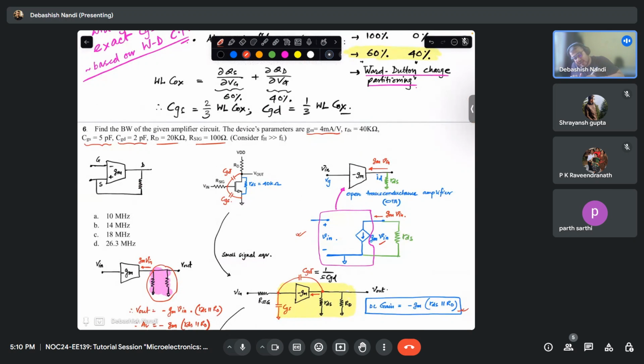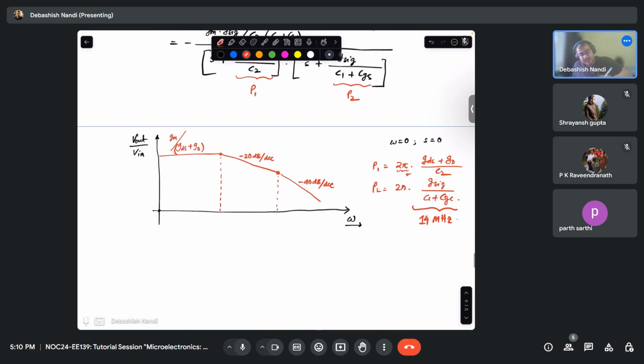Everything is given in the question. RD, R6, CGD, CGS, gain you have calculated, and you will find out that this value is coming around 300 megahertz. Okay, so this is around your 300 megahertz, and this will come around your 14 megahertz. Okay. So now if I tell you what is the value of gain at this pole, it will be 3 dB lesser, right?